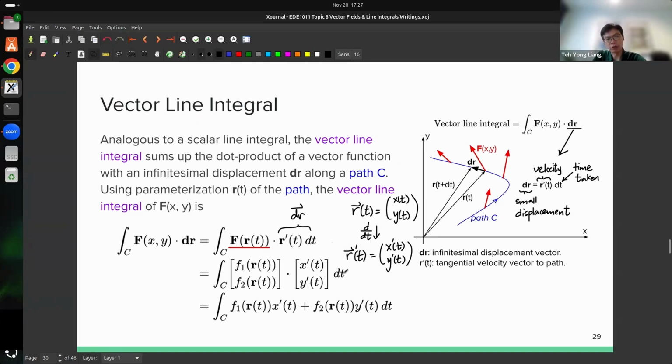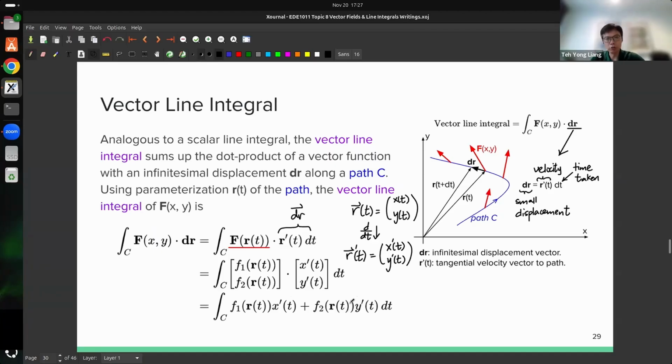And now you are integrating with respect to t. After you perform this dot product, you'll get all functions of t already. You can see F1 is a composite function of t, x prime of t is also a function of t, then plus F2 times y prime. So everything is a function of t. Then you can just integrate with respect to t, so it becomes like single variable integration.